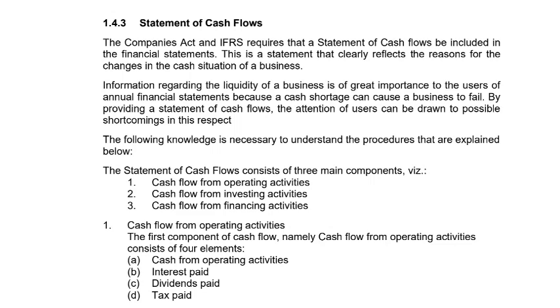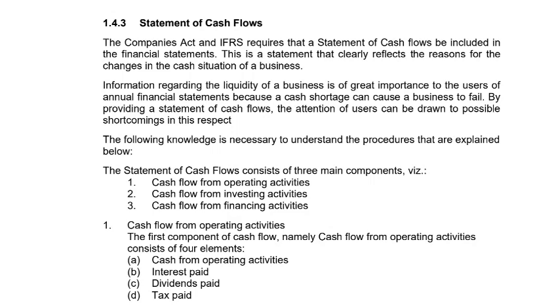The statement of cash flows consists of three main components. 1. Cash flow from operating activities. 2. Cash flow from investing activities. 3. Cash flow from financing activities. 1. Cash flow from operating activities. The first component of cash flow, namely cash flow from operating activities, consists of four elements.